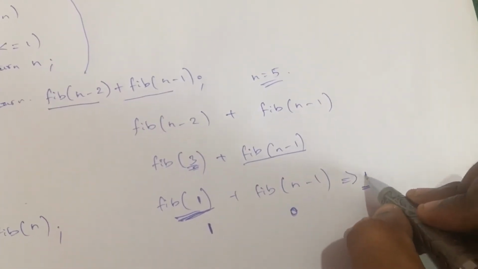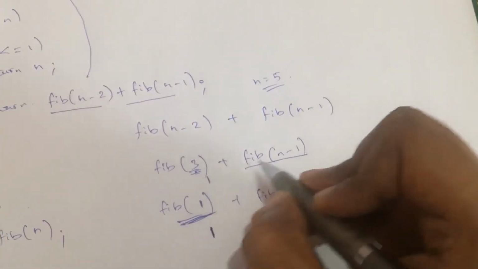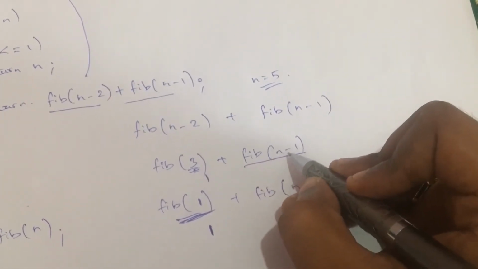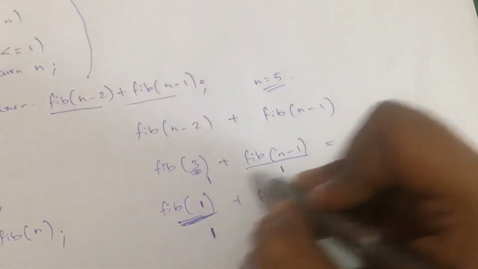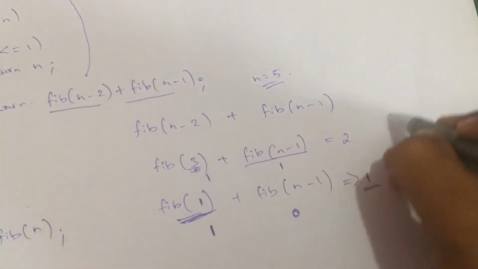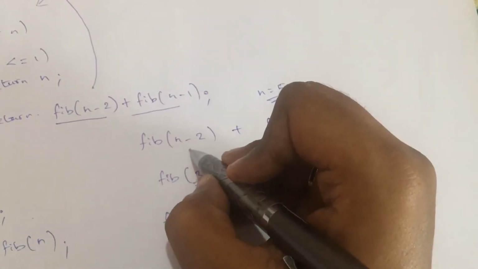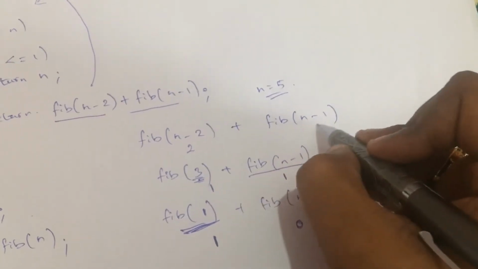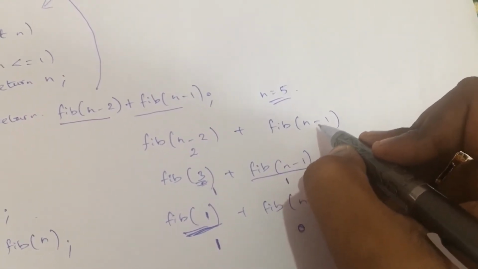Now this fib of 3 will be added along with this. So this will be 1 plus fib of 3 minus 1, which is 2. Again I'll have one more value as 1. So 1 plus 1, you will get 2. Now this 2 will be passed to the previous function. So now over here I'll have 2, and for this sequence, when I get n minus 1, that is 5 minus 1, it is going to be 4.